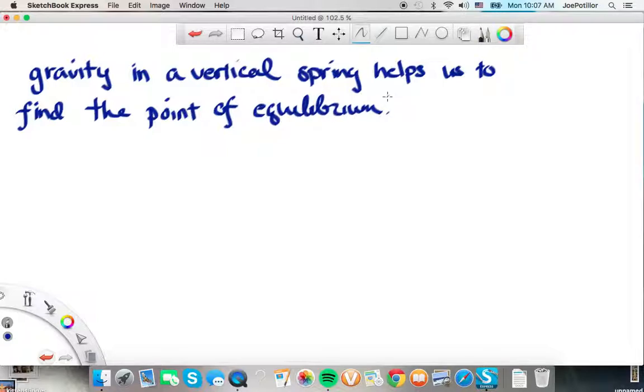Helps us to find the point of equilibrium. And because all it helps us to do is to find the point of equilibrium, we don't need it necessarily to find out how to get the restoring force in that situation, how to restore it. All we need gravity to do is help us to find where equilibrium is, right? And then we realize that to get back to equilibrium is dependent only on its position and not gravity at all. Okay?